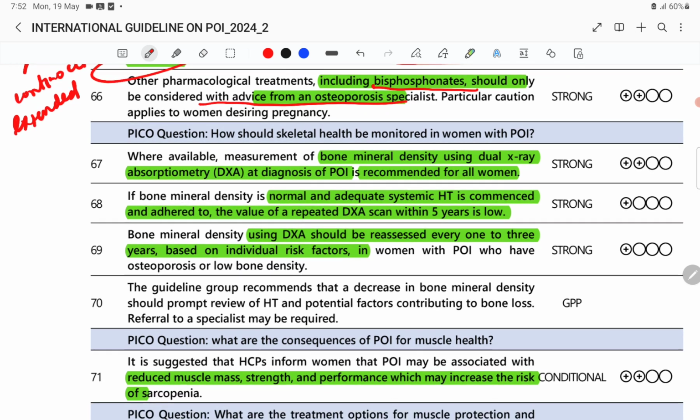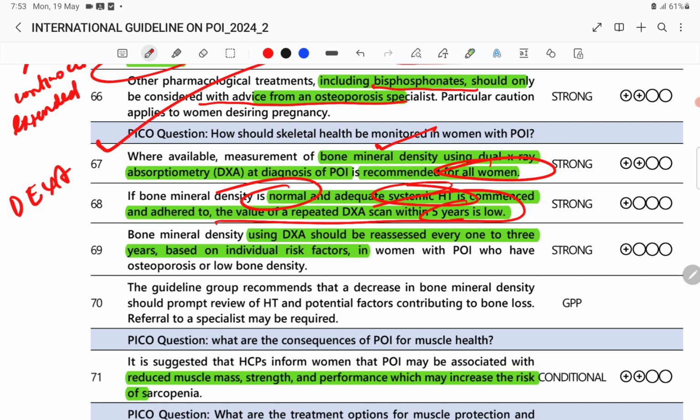And where available, what are the tests to be done for skeletal health? You have to do bone mineral density. Usually a DEXA scan has to be done for all women. If bone mineral density is normal, adequate systemic HRT is recommended, with a repeat DEXA scan within 5 years. Bone mineral density should be reassessed every 1 to 3 years. You have to do a DEXA scan every 1 to 3 years based on individual risk factors.